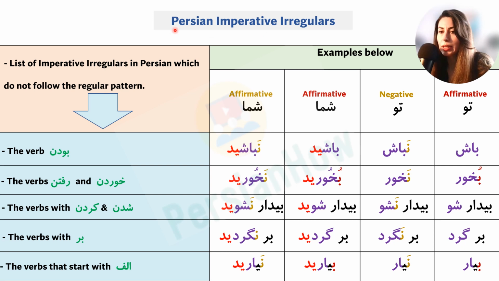Now let's go over the Persian imperative irregulars, which don't follow the regular pattern. Once you think that you learned the formula and you're ready to apply it, and then boom, you're suddenly hit by this list of irregular verbs. But they're not that hard, they're easy to follow, so we're gonna go over them one by one.